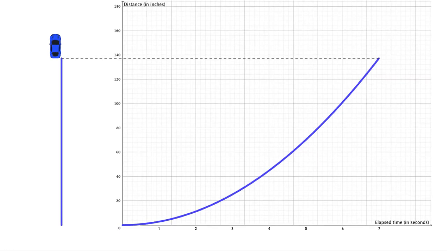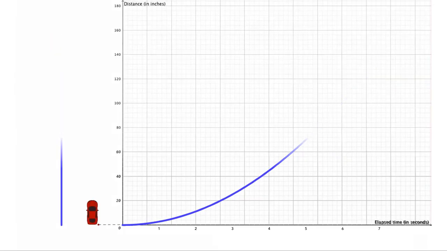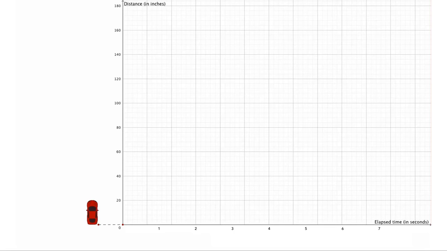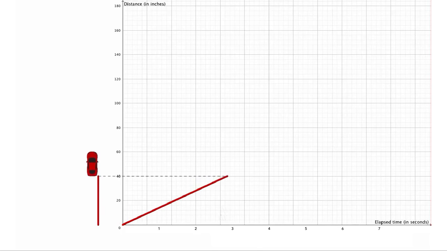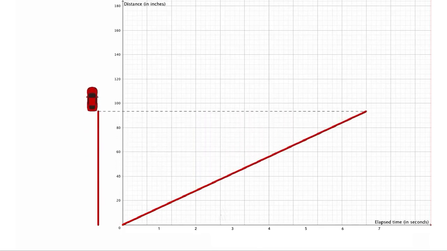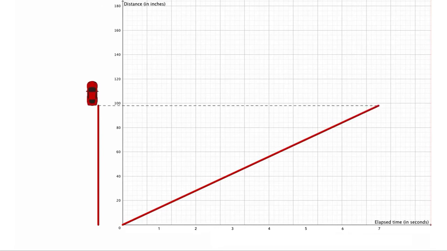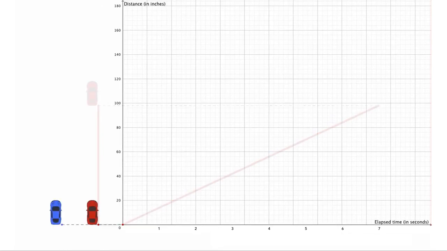Now let's just look at the red car. We'll now construct a graph of the relationship between the red car's distance from its starting position and the number of seconds elapsed since it started moving. Let's look at both cars together. We'll watch them race again.